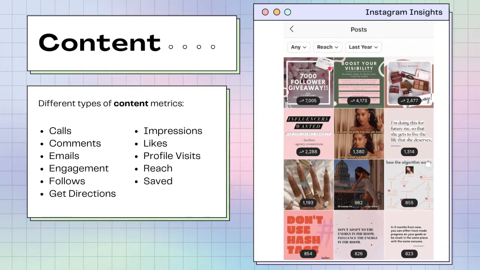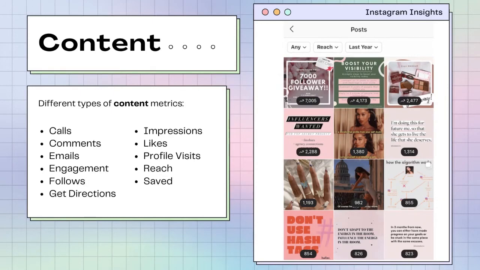So the different types of metrics or actions that are taken as a result of your content are calls, which are the number of accounts that followed a call to action to call you on the phone. The next is comments. This is the amount of comments that your post received. Emails is the amount of accounts that followed a call to action to then go on to email you. Engagement is the amount of accounts that liked, commented, or saved your post.